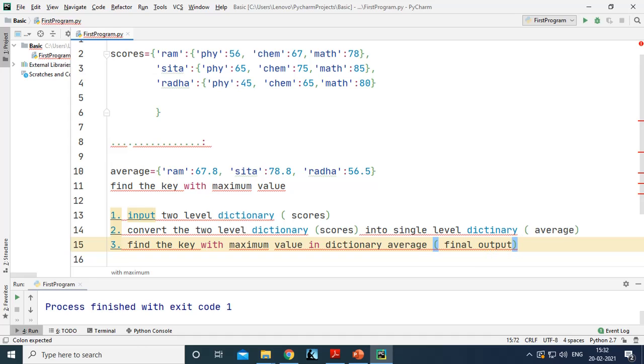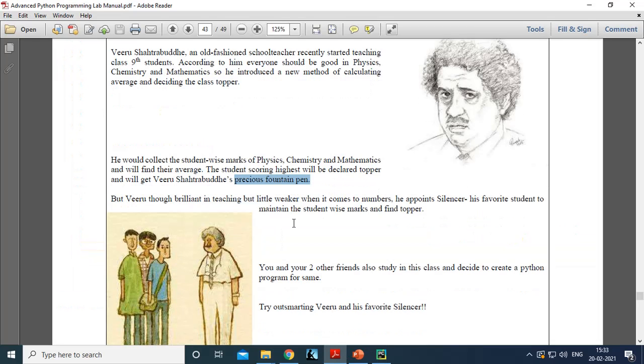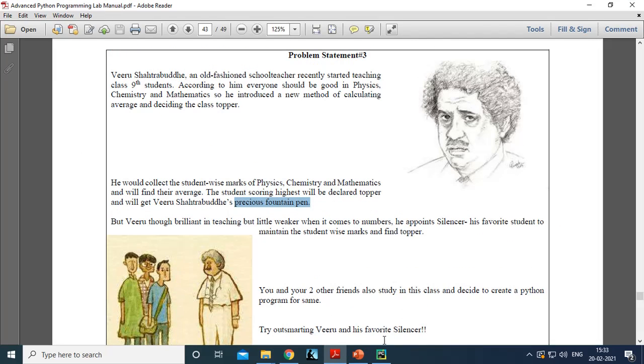So this is how your problem statement will move to the solution. I hope you understood this. This is your problem statement number 3, based on dictionaries.